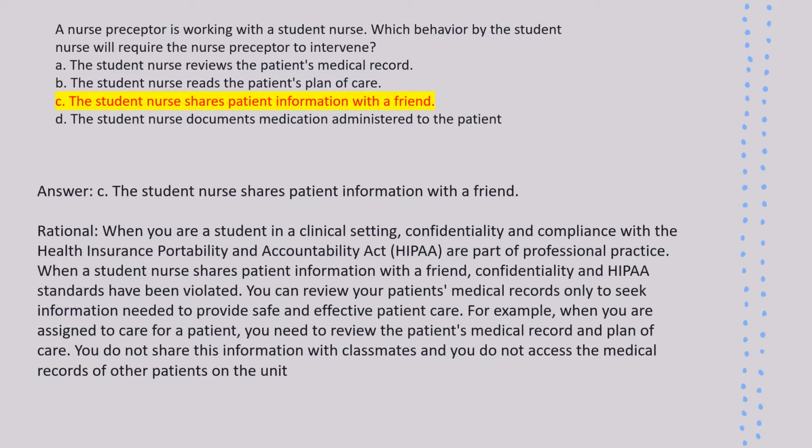You can review your patient's medical records only to seek information needed to provide safe and effective patient care. For example, when you are assigned to care for a patient, you need to review the patient's medical record and plan of care. You do not share this information with classmates and you do not access the medical records of other patients on the unit.